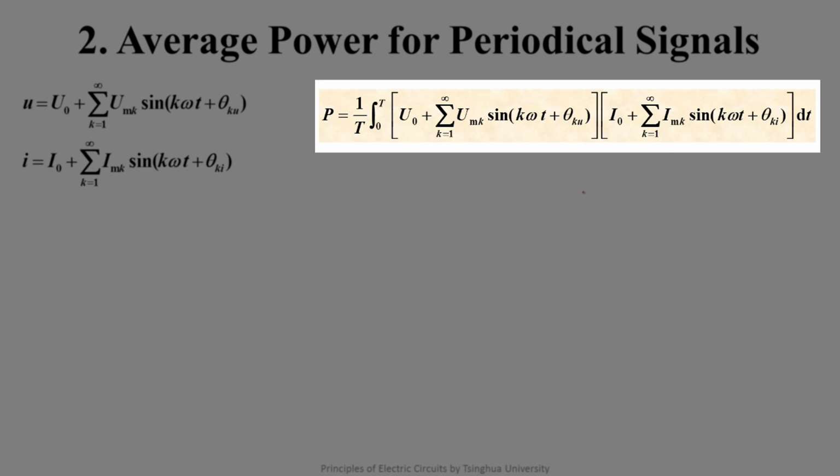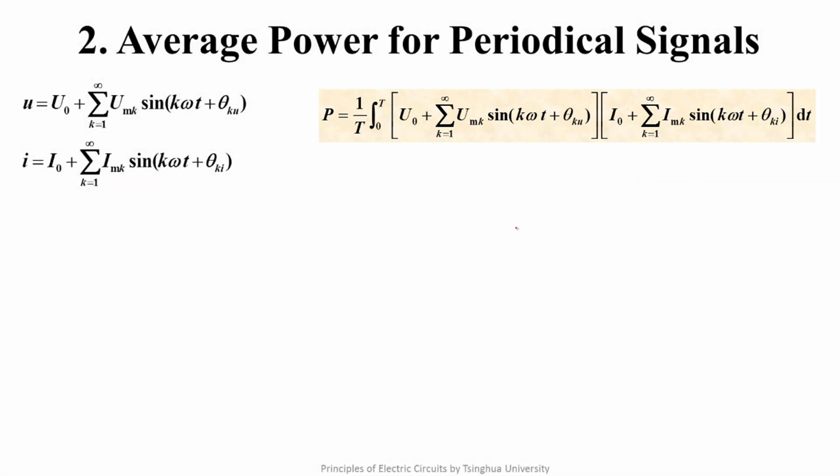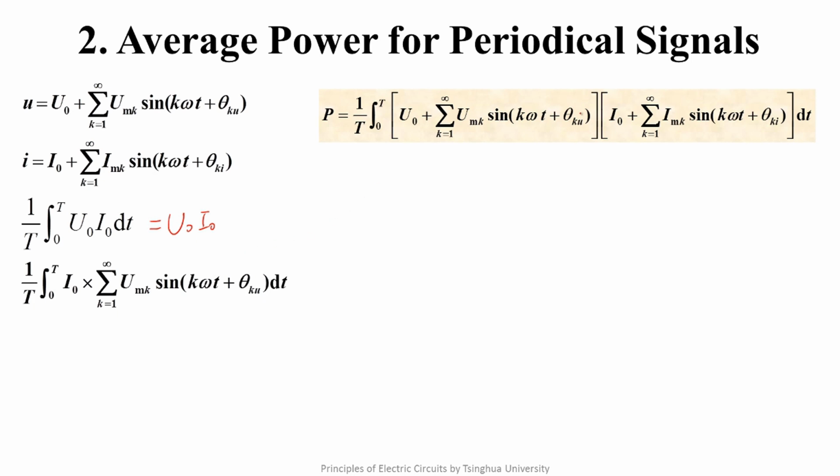The integral term also has four parts. The first is a product of two DC components. The integral part is a constant, and it equals this. The second is the integral of the product of DC current and every harmonic voltage. Similar to the previous discussion, the integral of these components are all zero, so it equals 0.